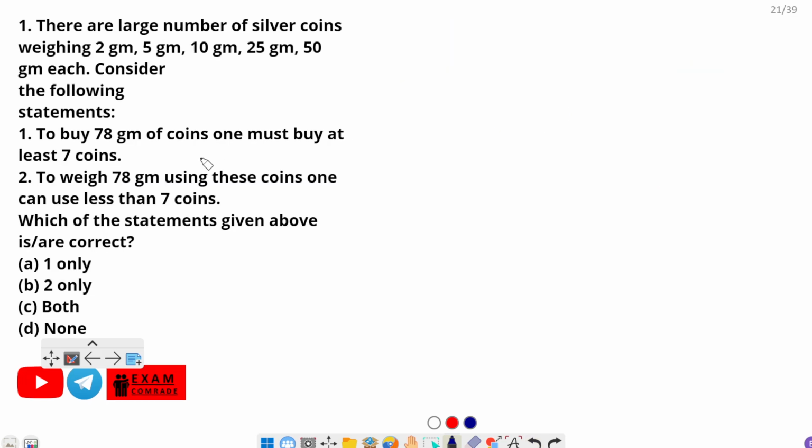There are a large number of silver coins weighing 2 grams, 5 grams, 10 grams, 25 grams and 50 grams. Okay, the statement that we need to find out whether it's true or false is, to buy 78 grams, one must buy at least 7 coins. Okay, the second statement is, you can use less than 7 coins. Only one of them is correct.